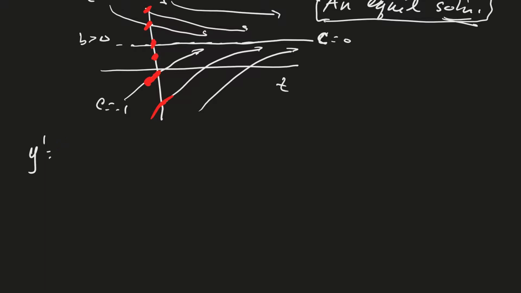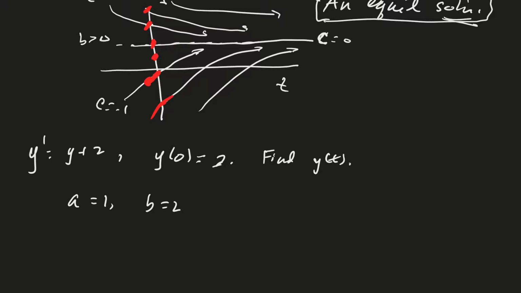y prime equals y plus 2, and we want y of 0 to be equal to 2. Find y of t. Well, from our solution up here, we see a is equal to 1 and b is equal to 2. And so the solution is c e to the t minus 2.